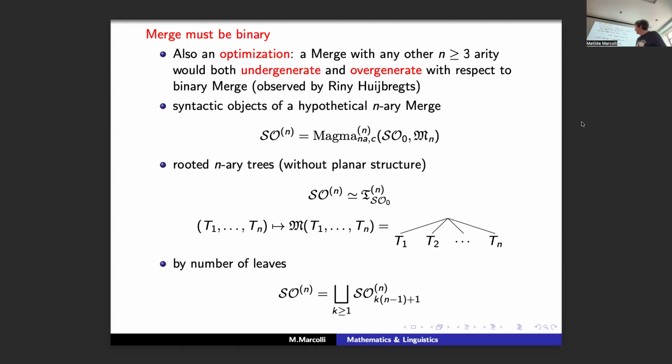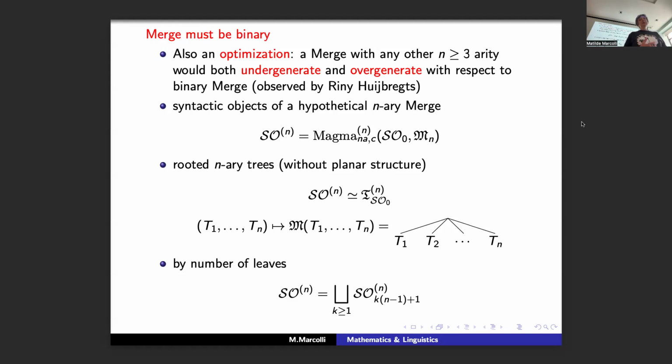And now the thing is that if you count the number, in the case of our syntactic objects, we've graded them by the number of leaves. So for the binary rooted trees, you can have any number of leaves that you want. So you can write it out as the disjoint union of the binary rooted trees on k leaves with any k greater than or equal to 2.